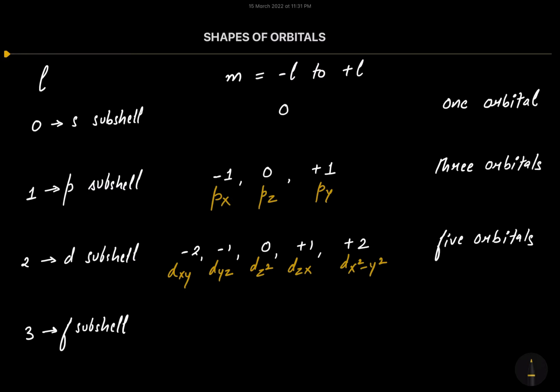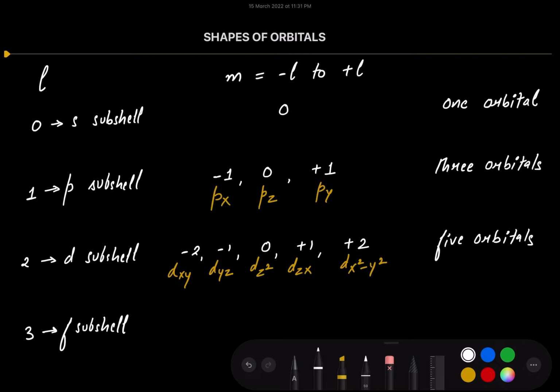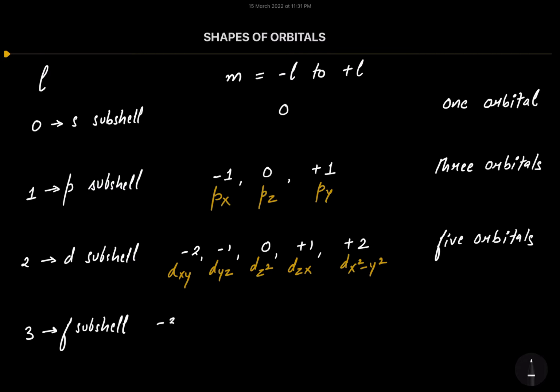So now let's talk about the f subshell. The value of l for f subshell is 3. So its value of m will range from minus 3 to plus 3: minus 3, minus 2, minus 1, 0, plus 1, plus 2 and plus 3. In total we got the 7 values for the f subshell. So that stands for the f subshell has 7 orbitals.